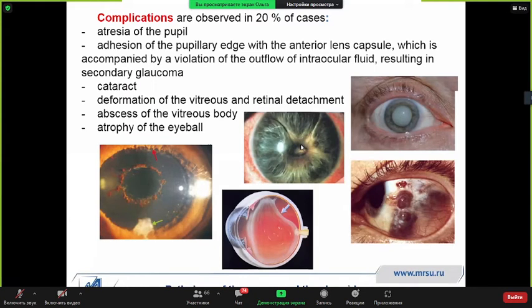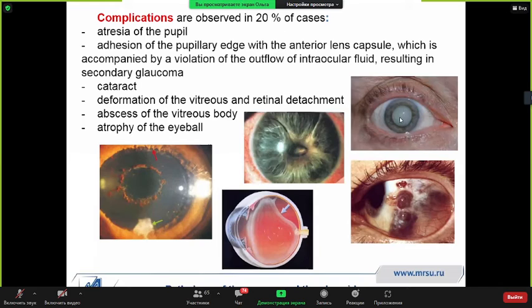So, as we know from the previous lecture, the aqueous humor goes from the backside to the anterior chamber through this pupil. So this pupil is closed. The intraocular fluid cannot go out. As a result, we have the growth of intraocular pressure and secondary glaucoma. It's a very serious complication. Also, we can have cataract.